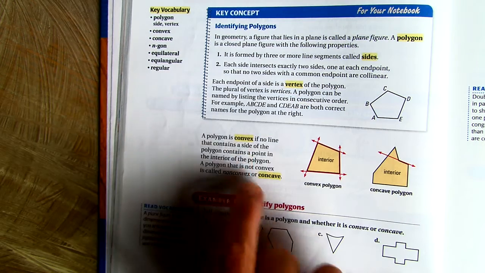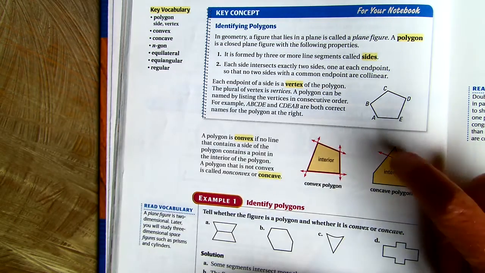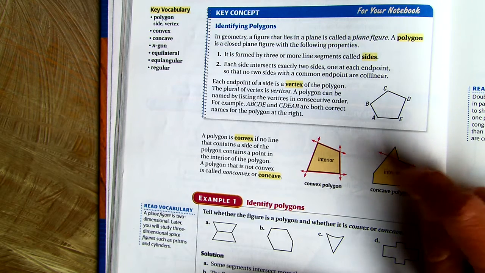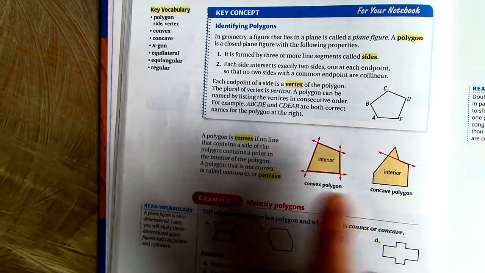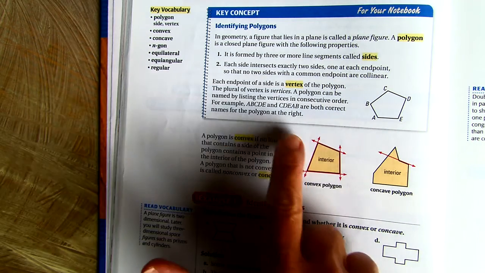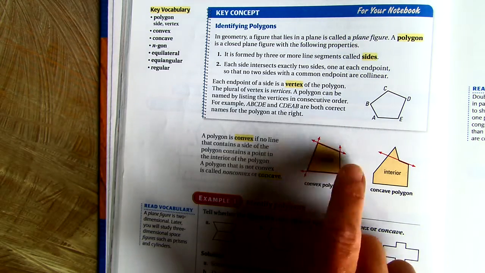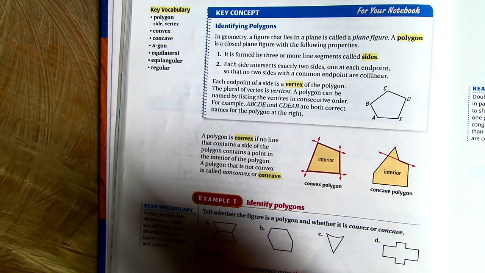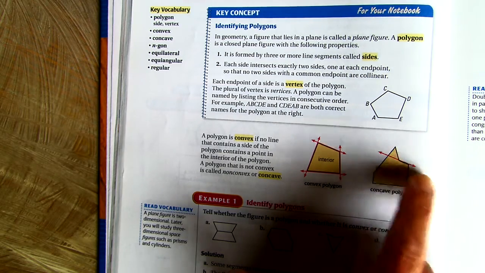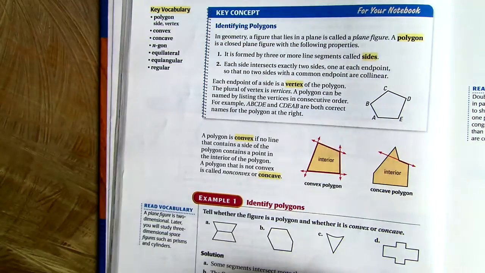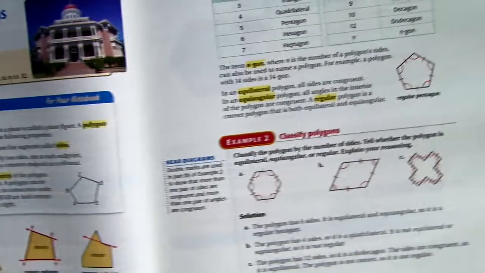The difference between a convex and a concave, it's pretty easy to look at. I sort of think of a concave as having little Pac-Man pieces, but technically a polygon is convex if no line that contains a side cuts through the interior of the polygon. In this case, notice the line that contains this side intersects the interior, so that's concave. So that's pretty technical. What are some of the other things that might pop up?